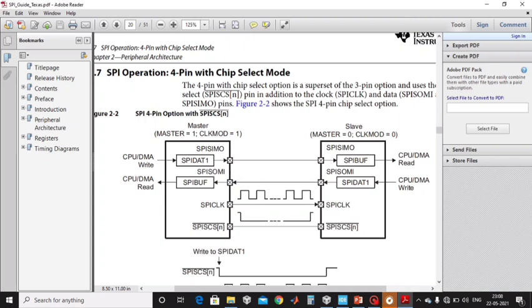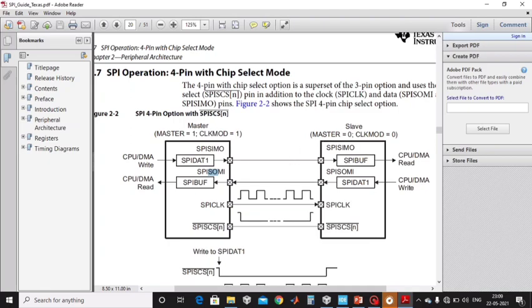SOMI channel is for sending data from slave to master. As the name suggests, this is the slave output. That means slave will send data to this channel and master will receive data in this channel. And slave input, master output. So master will send data on this channel and slave will receive the data on this channel.